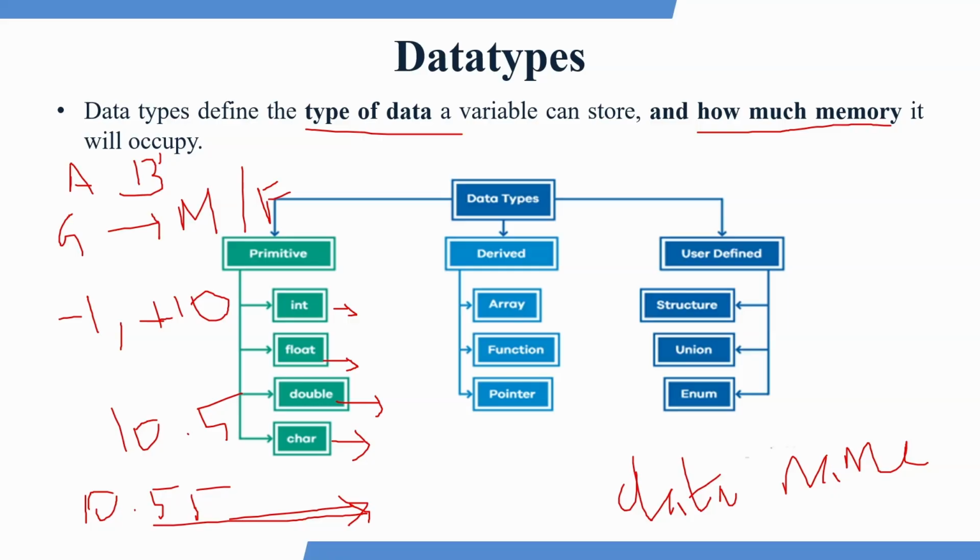There are primitive types, derived types and user defined data types. Initially we will use the primitive types, which are given in the C language itself. Derived types are derived from the primitive types. They are arrays, functions and pointers. And user defined data types are of the user's choice. The user can create their own data type based upon the application or scenario they want.